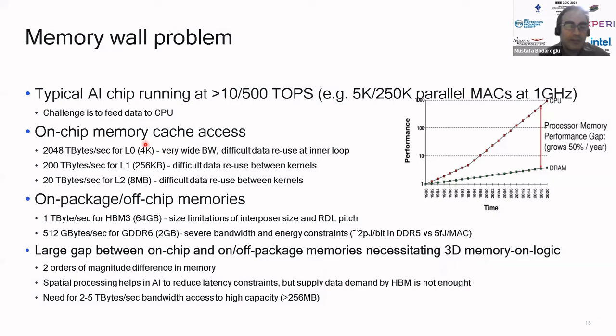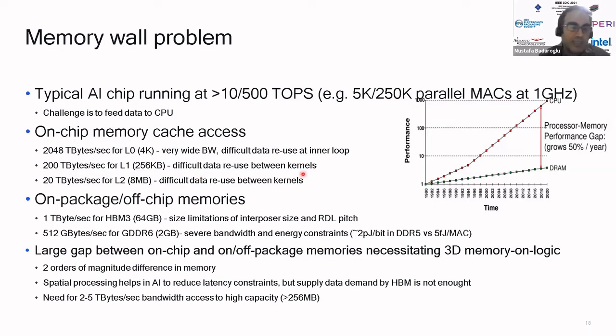So for L0, you need a 4 kilobyte cache, and then for L1, maybe 256 kilobyte, and then for L2, 8 megabyte, L3, 64 to 256 megabyte. But here, data reuse, for instance for an AI operation, is very, very difficult. You need to fetch the data multiple times and load this cache memory because you don't have enough capacity.